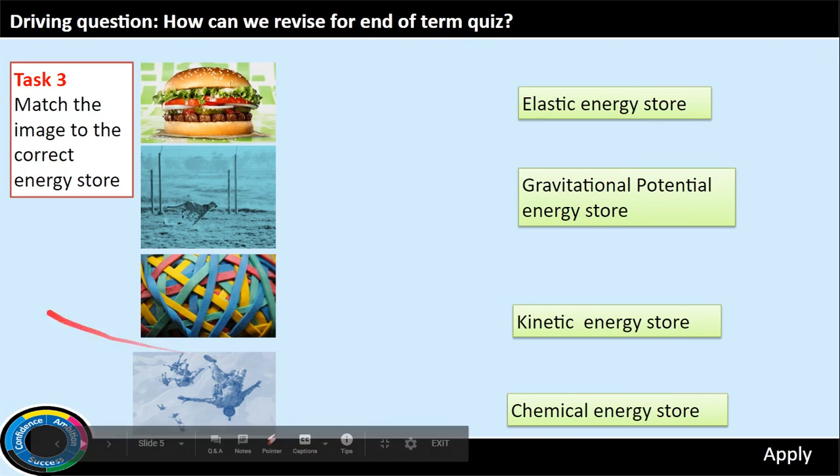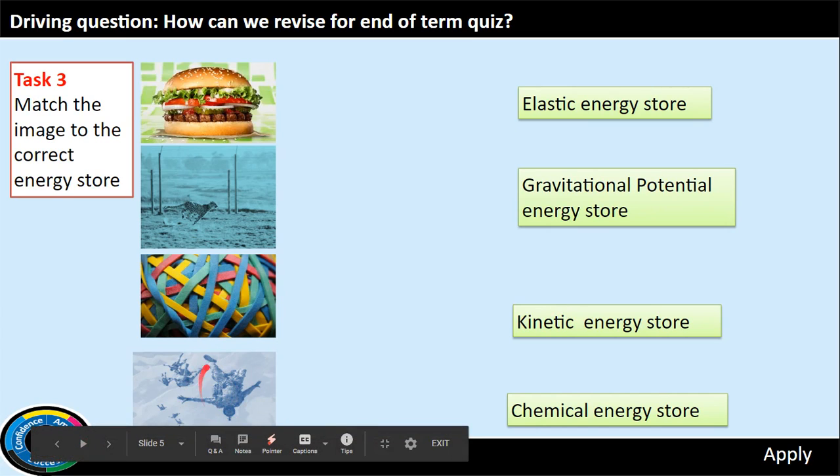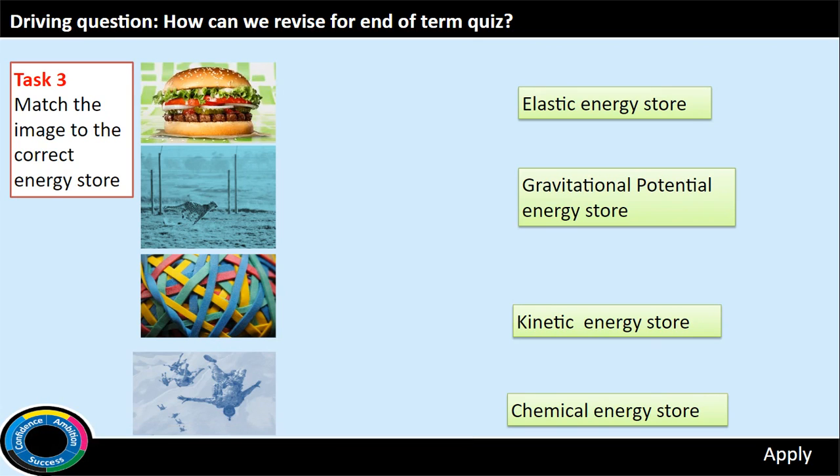Right. The instruction says to match the image to the correct energy store. So you've got your burger, nice and juicy burger here. You've got the cheetah running. You've got rubber bands, and you've got someone here skydiving. So you're going to match all the images to the correct energy store. At this point, I'm going to ask you to pause the recording to see how much you remember. And write your answers down in your exercise book.